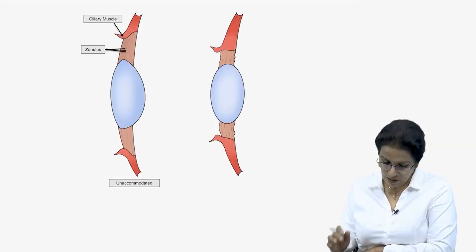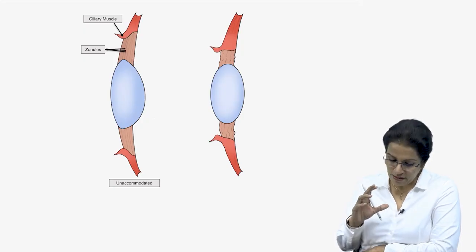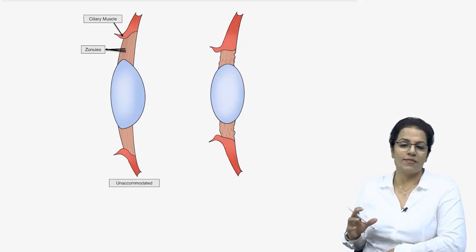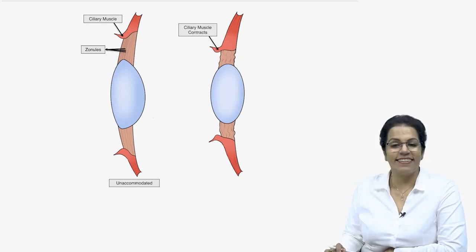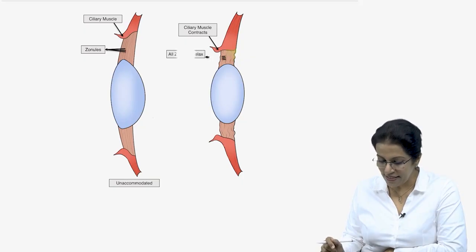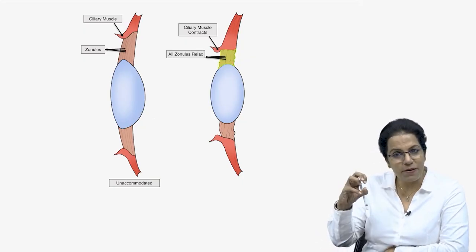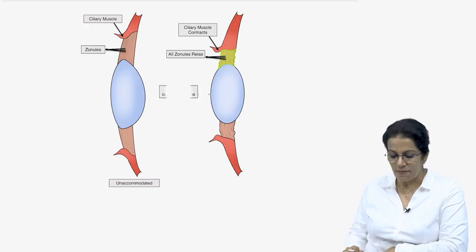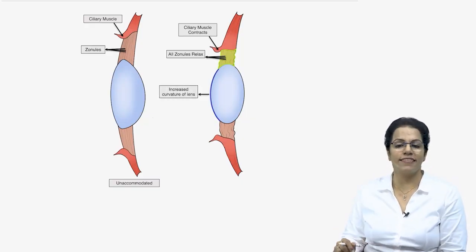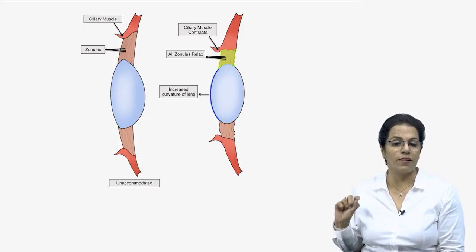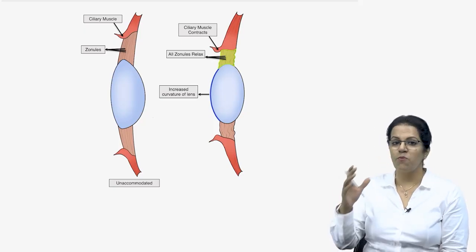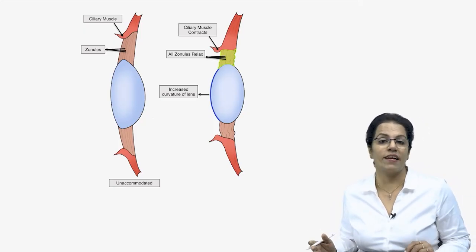Let's have a look here. This is the unaccommodated state, where the ciliary muscles are not contracting and the zonules are in this position. And when the ciliary muscles contract, what happens? The zonules become relaxed, and the next thing that happens is increased curvature of the lens. This 1, 2, 3 process is what we have learned. More the curvature, more is the refractive power.